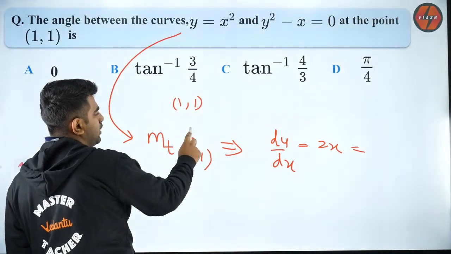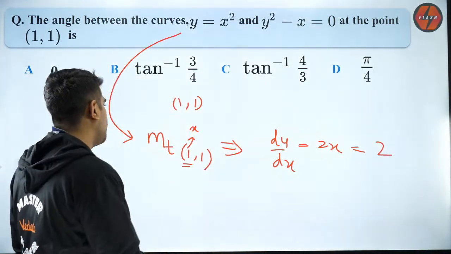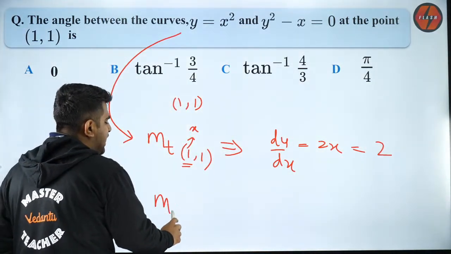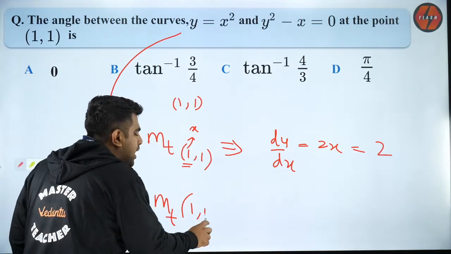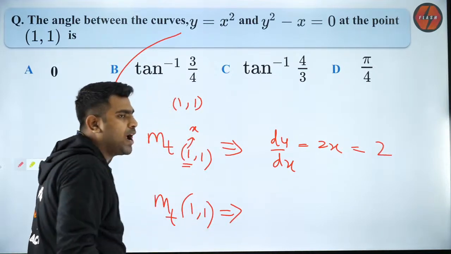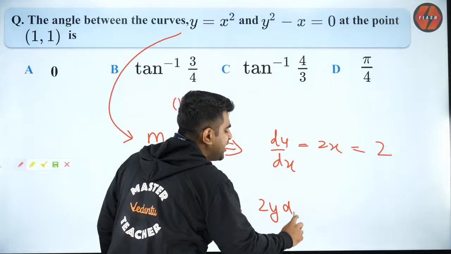X is 1, so that will be equal to 2. So that is the slope of tangent for the first curve. Now, slope of tangent for the second curve, how do I do it? I have to figure it out at (1, 1). And that is equal to what? How do I get the slope? I have to differentiate it, na?